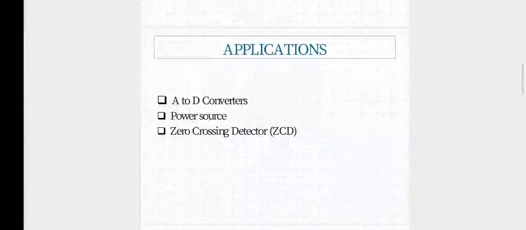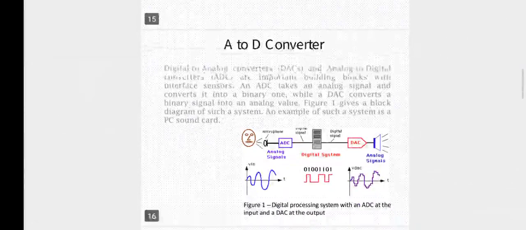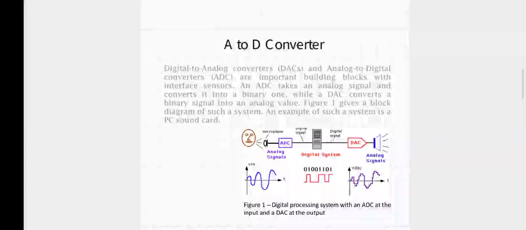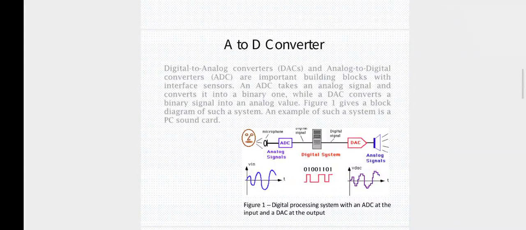Then the applications of op-amp are analog to digital converter, power sources, and zero crossing detector. These are the major application areas for op-amp. First we go for the analog to digital converter. Digital to analog converters and analog to digital converters are important building blocks for interfacing sensors. The ADC takes an analog signal and converts it into a binary one, while the DAC converts the binary signal into an analog value. Figure 1 shows the block diagram of such a system. An example of such a system is a PC sound card. So the analog to digital converter converts the analog signal into a digital signal.